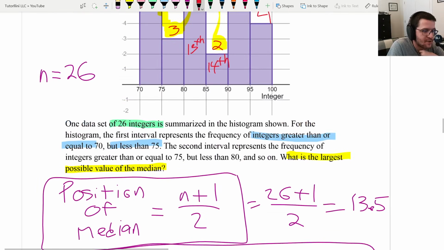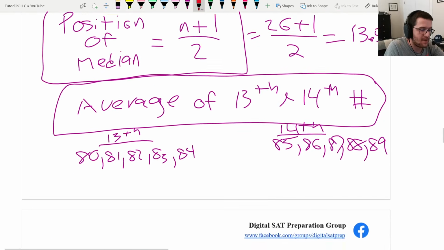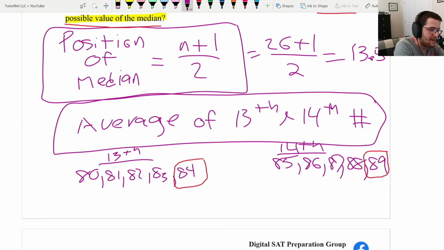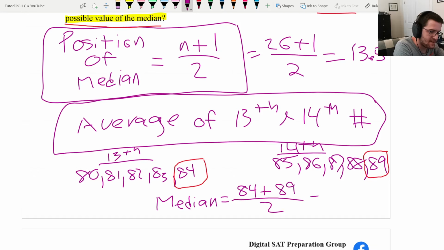It wants the largest possible value of the median. So we're going to maximize those numbers. In other words, pick the largest possible one. So we're going to go with 84 and 89. And now, because it's the average of those two, we have to average them. To average two numbers, you just add them up and divide by 2. So the largest possible value of the median, we add them up, divide by 2. 84 plus 89, divide by 2. Let's see what that gets us.